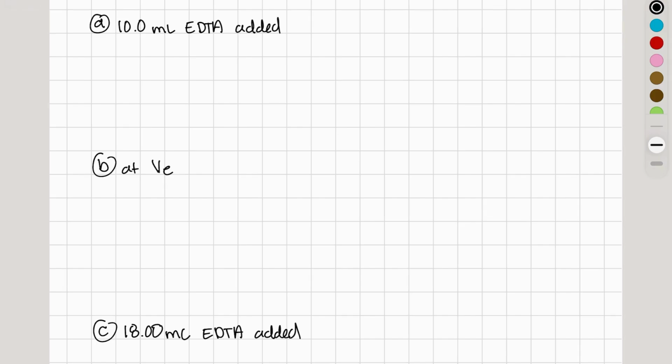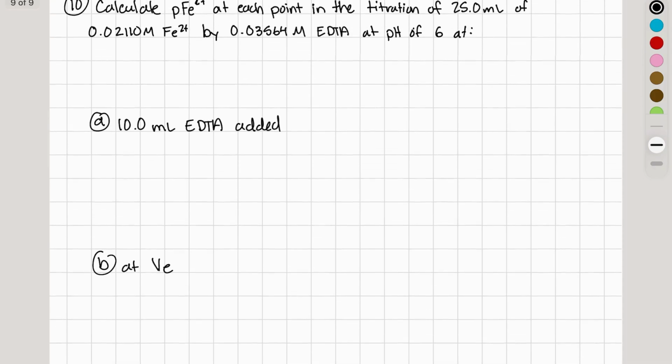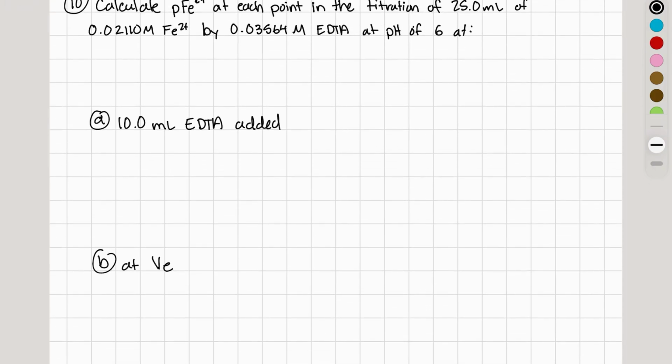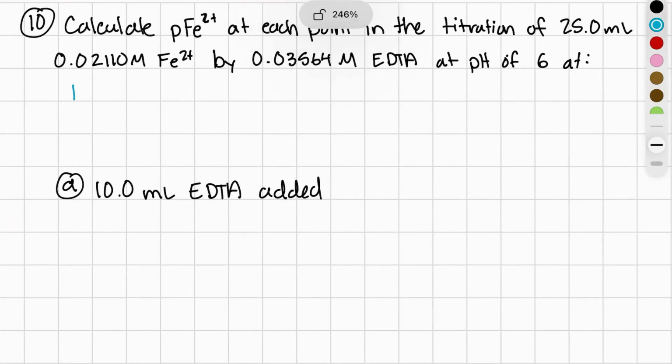So again, this is just another titration with some slightly different rules, but we're going to start the same. We're going to write the reaction that we need. So in this case, the reaction is Fe2+ plus EDTA gives me FeY2-. Now, whenever we're working with EDTA, there are a few more things that we need to consider on top of this and VE, which I'm now realizing I didn't find. So let's go ahead and find VE.